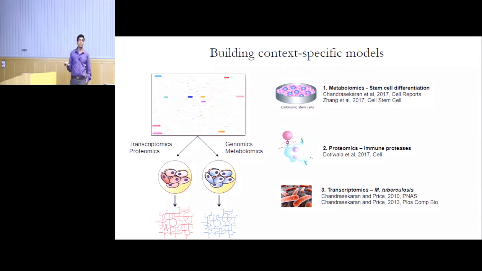So for the rest of the talk, I'm going to give examples of how we've used metabolomics data, proteomics data, and transcriptomics data, and we have used these different data sets to create context-specific models in different examples. I'm going to first talk about our application in stem cells. We'll also talk about work in pathogens and also on immunology.